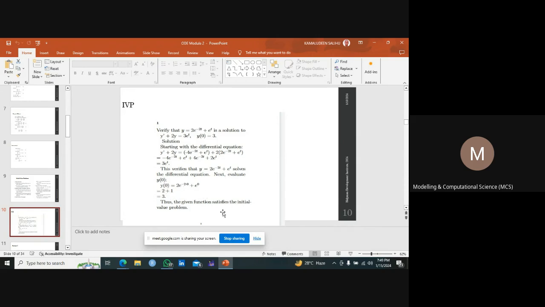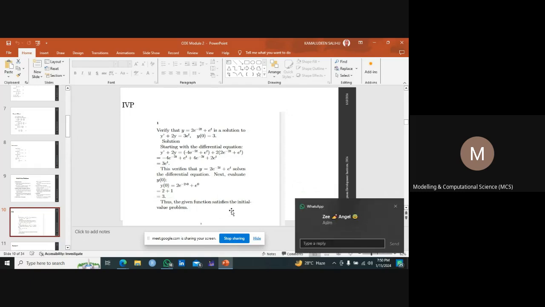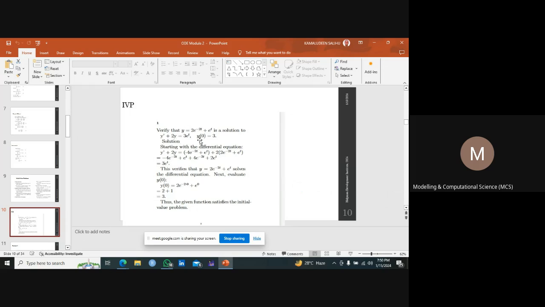Then after substituting the independent variable, we compare with the 3 from our initial problem. So you now realize that 3 is equal to 3. This exponential raised to the power of 0 will give you 1. This exponential raised to the power of minus all these will also give you 1. So 2 times 1 gives you 2, plus 1, and you have 3. Thus, the given function satisfies the initial value problem, because the answer gives you 3, which is what you're having here.